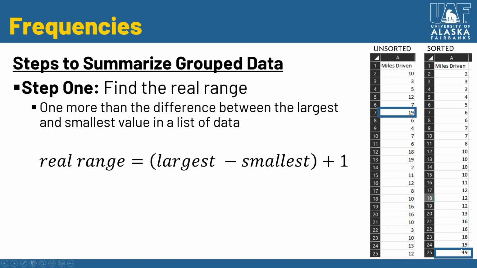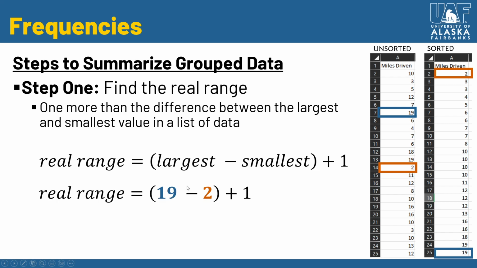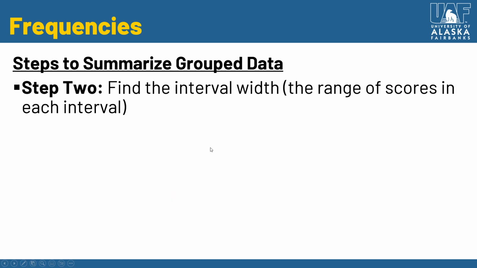Our largest is 19, our smallest is 2. 19 minus 2 is 17, but the real range is 18, right? If you count out the individual numbers, 2, 3, 4, 5, all the way to 19, on your fingers, you'll get to 18. It's a counterintuitive thing about ranges: we subtract the smallest from the largest and then add 1 to get the full range that includes the largest and smallest options. Hopefully that made sense, but if it didn't, just follow this and you'll get the real range.